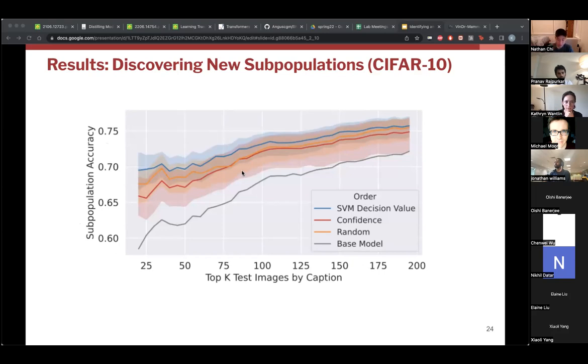Yeah, and then for CIFAR 10, this is just the re-adding in of the top, I think, 100 examples. If they added those back in and then retrained, the SVM decision value method gave you the highest increase in accuracy over just using model confidence or randomly adding images back in.